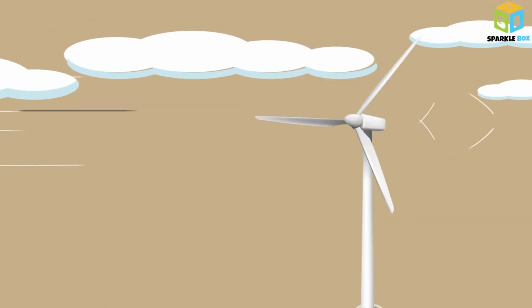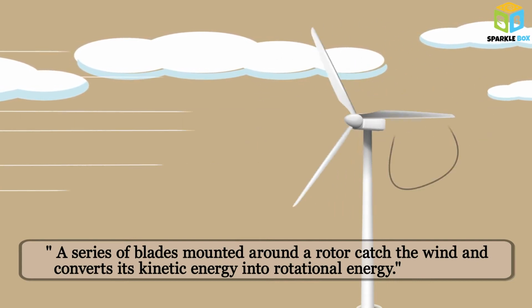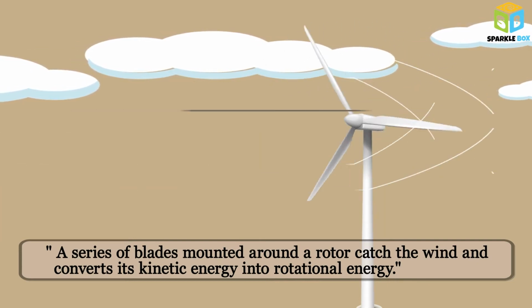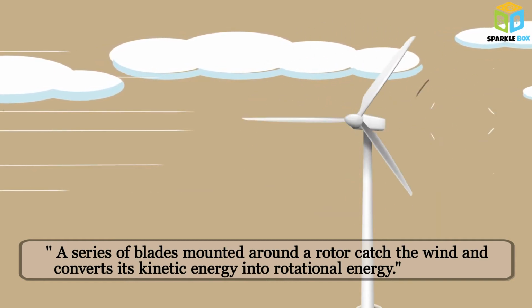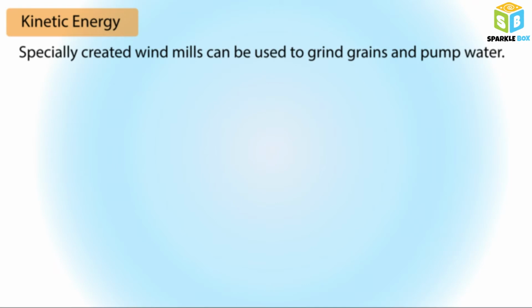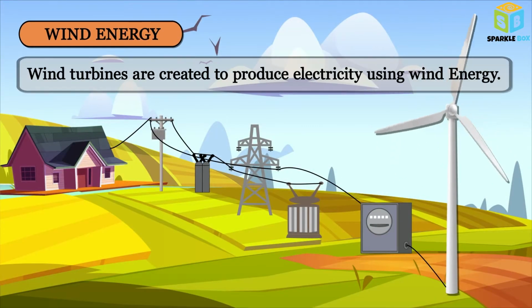The basic principle of wind energy is simple. A series of blades mounted around a rotor catch the wind and convert its kinetic energy into rotational energy. And then the rotational energy is converted into electrical energy. Traditionally, windmills were used to grind wheat or pump water. But in modern wind turbines, it turns a generator that creates electricity.